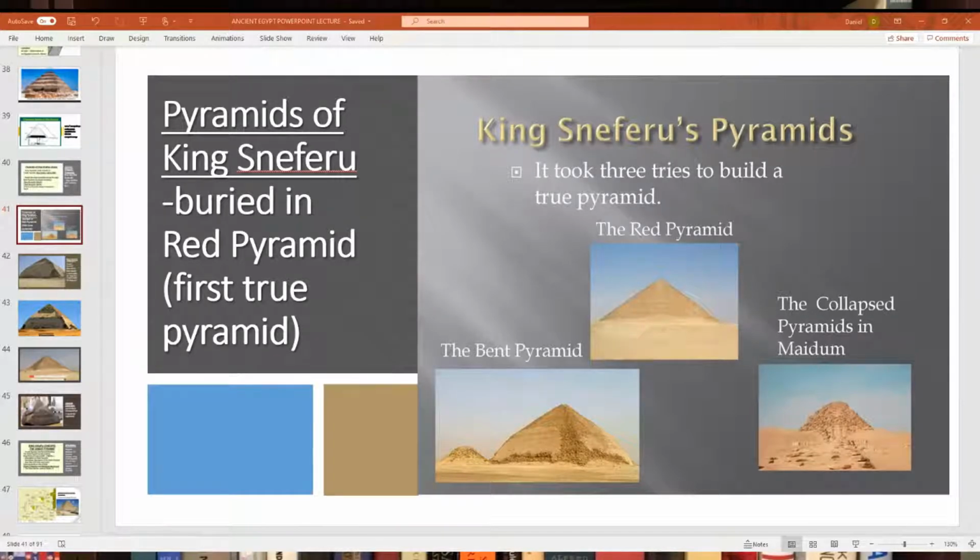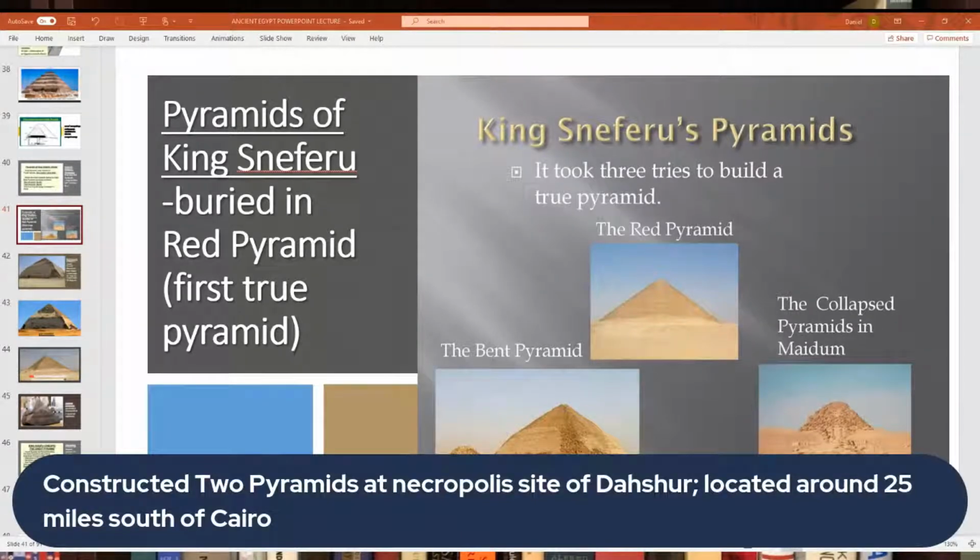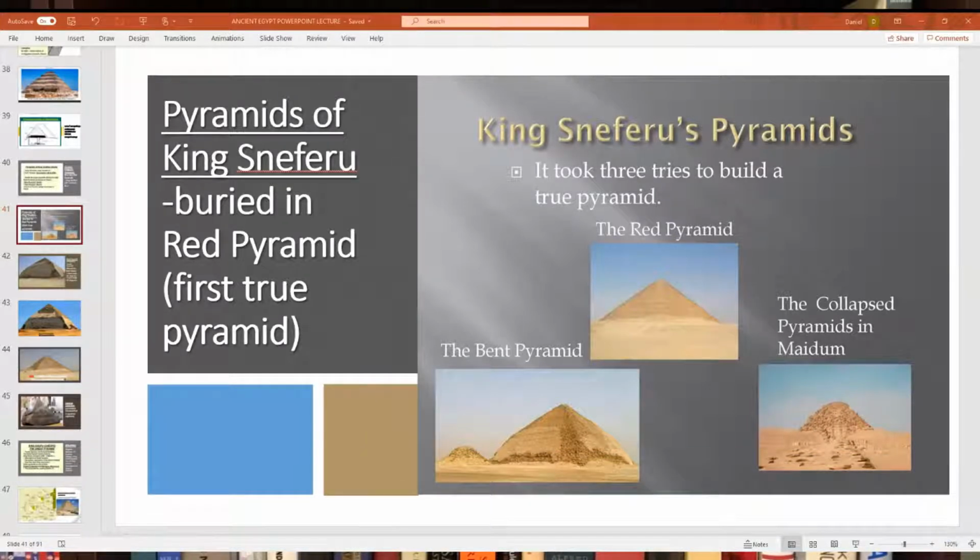They were built. And the Meidum Pyramid was built at a location called Meidum, which is located roughly 50 miles south of Cairo. And then the Bent and Red Pyramids were built at a location called Dahshur, which is about 25 miles south of Cairo. So he built 2 there. It's a necropolis site at that location. And I'll go through these pyramids and discuss them because they're pretty famous.